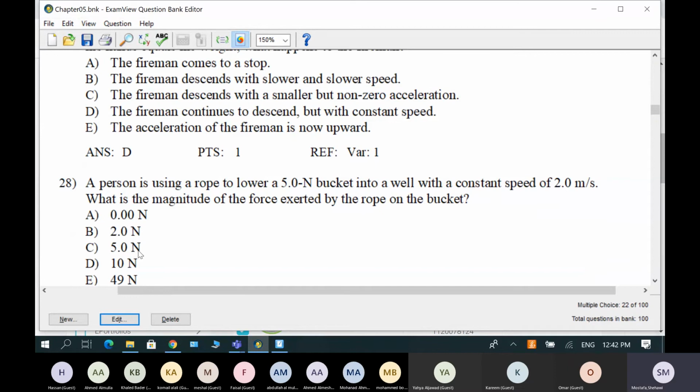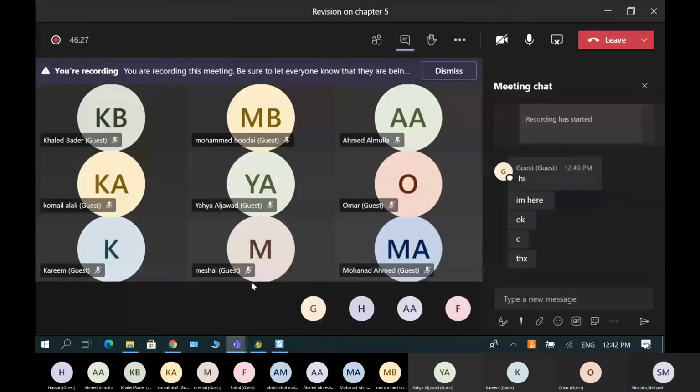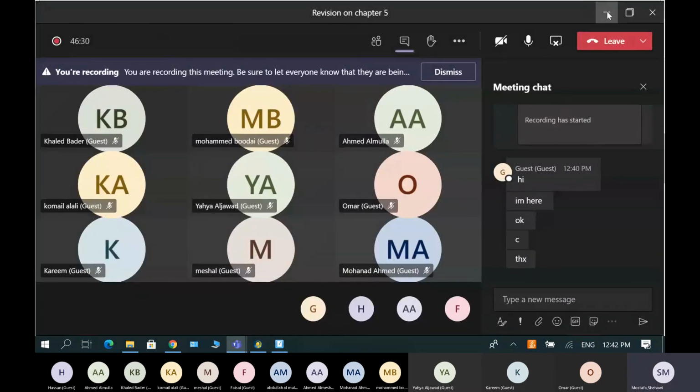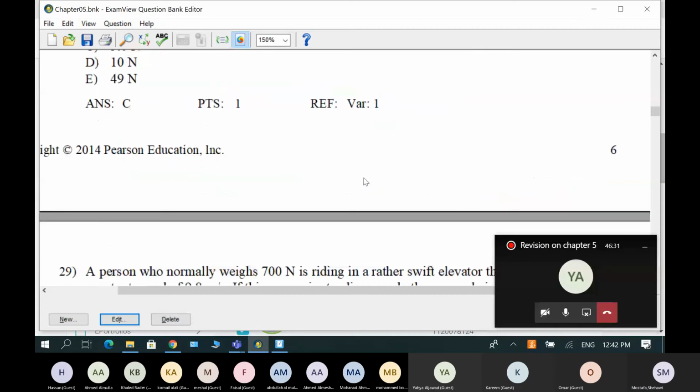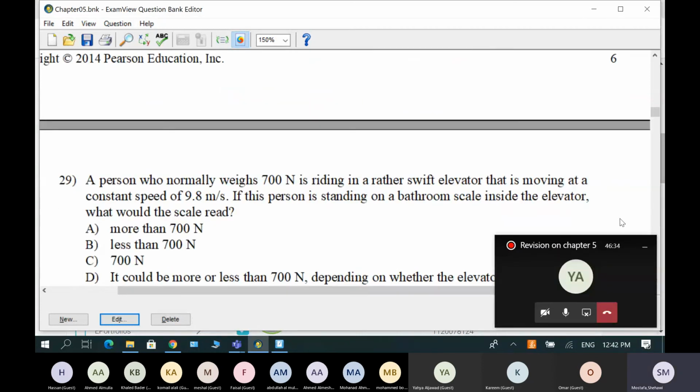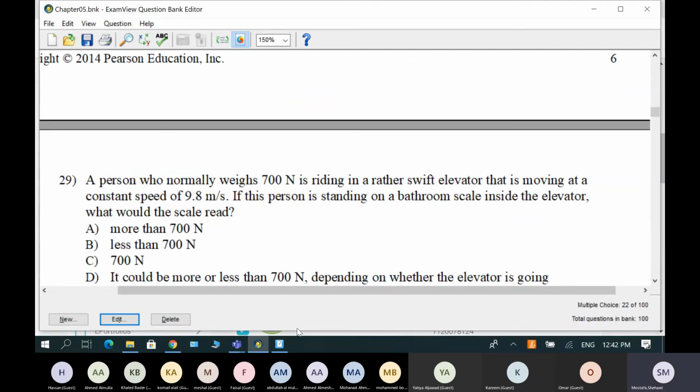Bravo, Abdullah. Okay, and that's because it's an action-reaction force, guys. The weight is downward, and the rope will act on the bucket by the same force, which is 5 Newton upward. And yes, this is like the elevator problem.